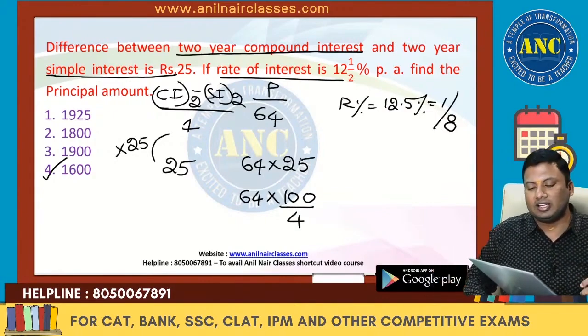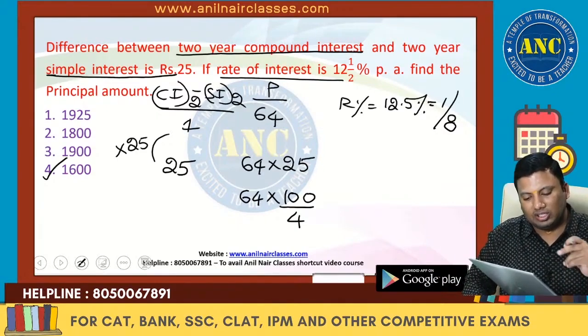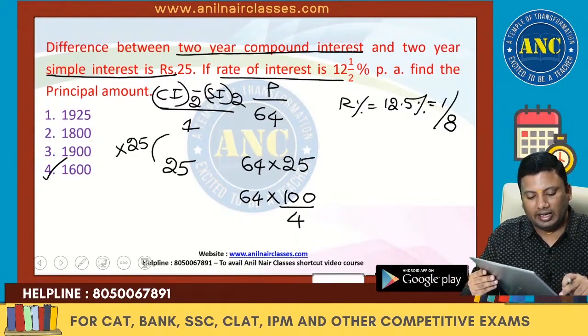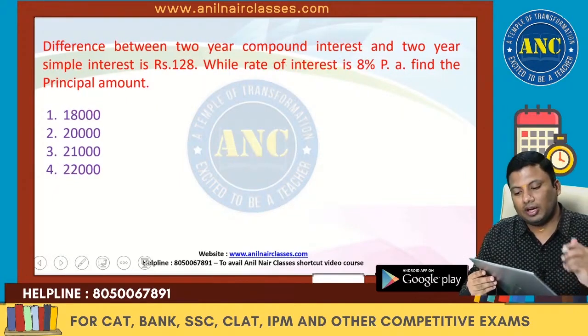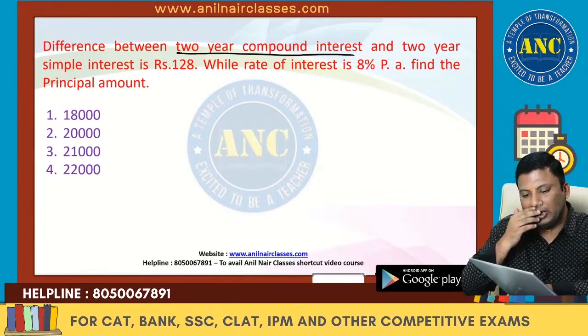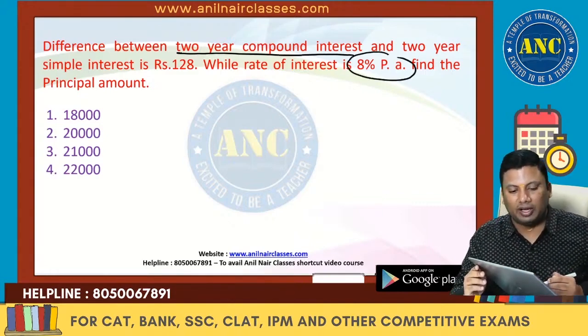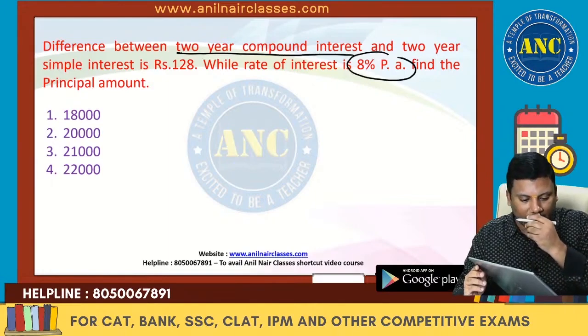Very, very easy. Just with fastest time you can solve it if you know these approaches. I hope the idea is clear. Next one. The difference between 2 year compound interest and 2 year simple interest. Here it is not of the form 1 by x. Find the principal amount. Now see here.